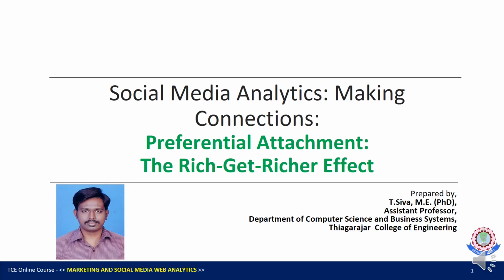In today's session, we are going to explore one of the most fascinating concepts in network science called preferential attachment, also known as the rich get richer effect. This idea helps us understand how networks grow, why some nodes become extremely popular, and how viral trends take off on platforms like YouTube, Instagram, and Twitter. Let's get started.